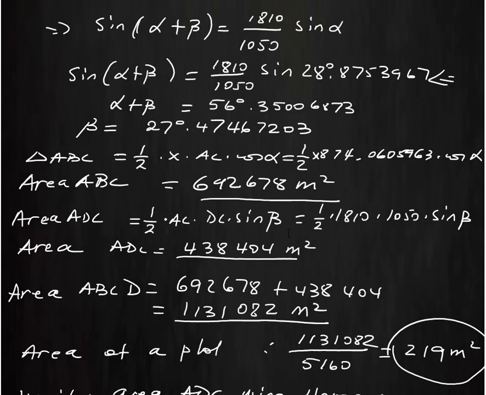In the same way, we calculate the area of ADC is equal to half of AC times DC times sine beta, which is half of 1810 times 1050 times sine beta. So the area of ADC is equal to 438,404 square meters. So the area of the trapezoid ABCD is equal to the sum of the two, which is 1,131,082 square meters. So the area of a plot will be then that area divided by the total number of plots, 5160. That will give us roughly 219 square meters.